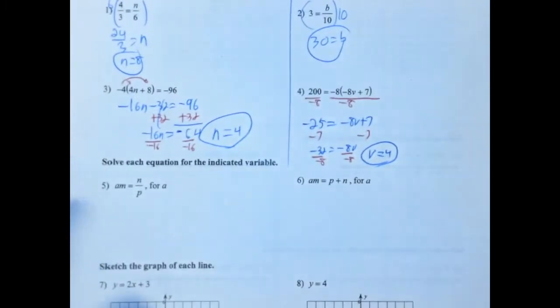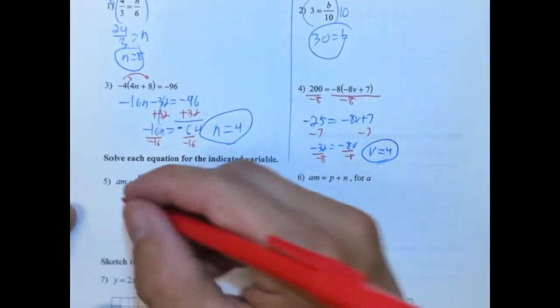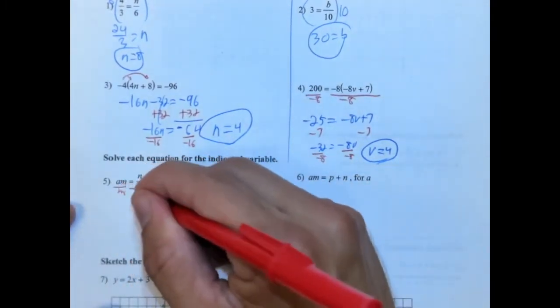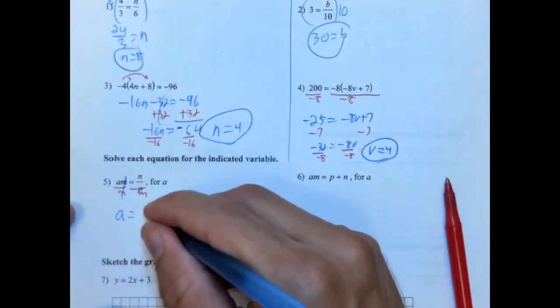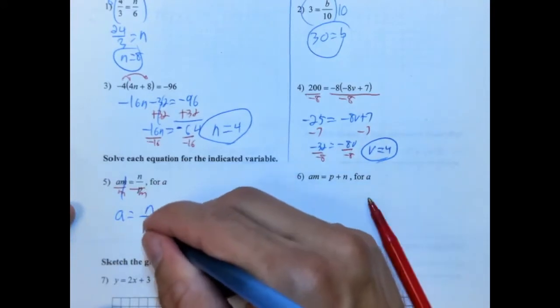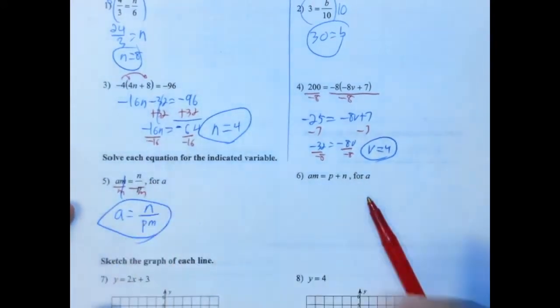Okay. And then here we're solving for a, so we're going to divide both sides by m. And that cancels. A is equal to n, and then m is just going to go in the denominator, so p times m or m times p doesn't really matter.